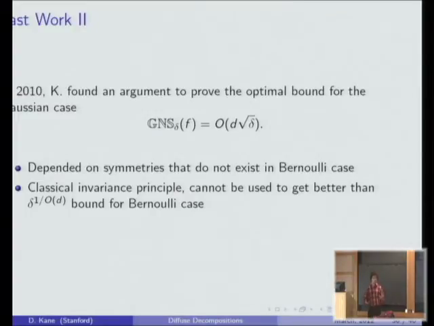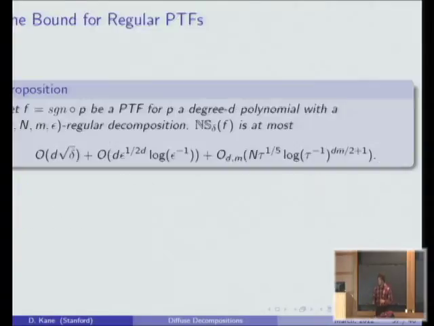Furthermore, we could try using the invariance principle to take this bound in the Gaussian case and get a bound in the Bernoulli case. Unfortunately, due to this tau to the 1 over d type dependence that we have, it's not hard to see that these techniques won't give you a better bound than delta to the 1 over O of d, again for the Bernoulli case. But on the other hand, this new invariance principle can actually do better than this.